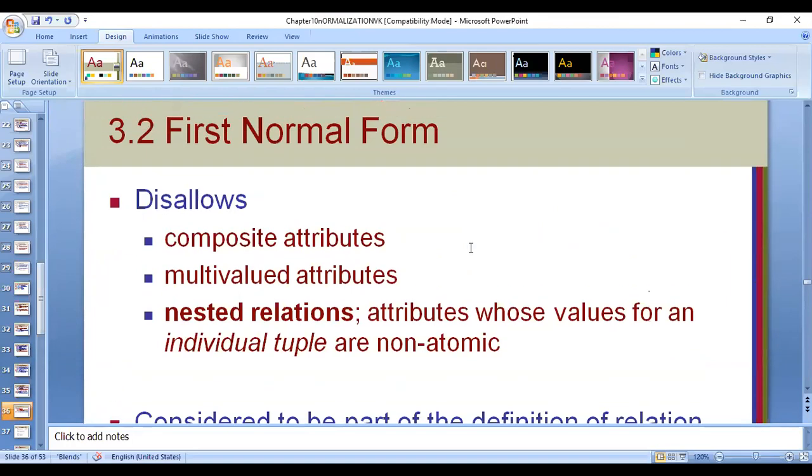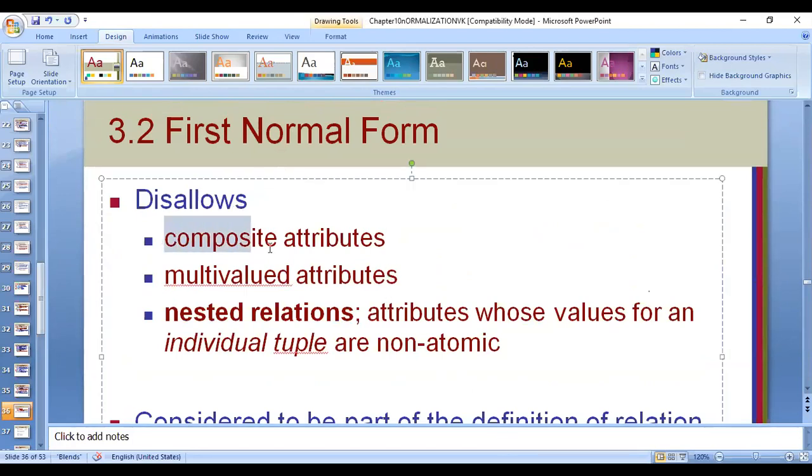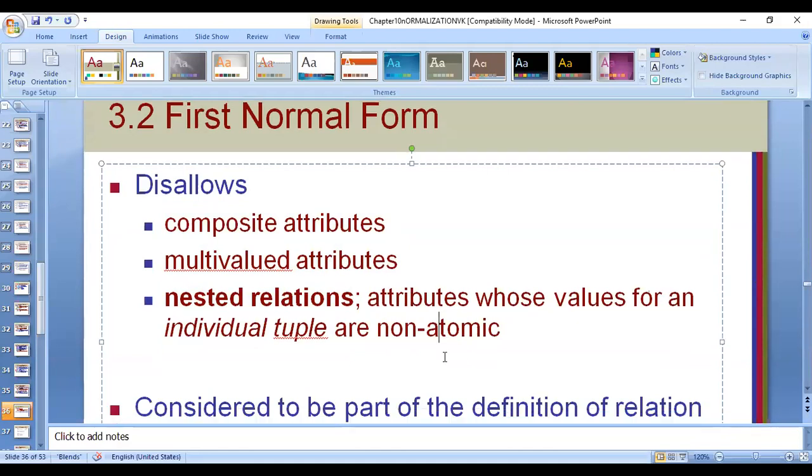So the first normal form, let us talk about the definition of first normal form. The first normal form does not allow composite attributes. It does not allow multi-valued attributes. And third, it does not allow nested relations. Nested in the sense, if there are two tables which are combined in one table, then such relations it doesn't allow.